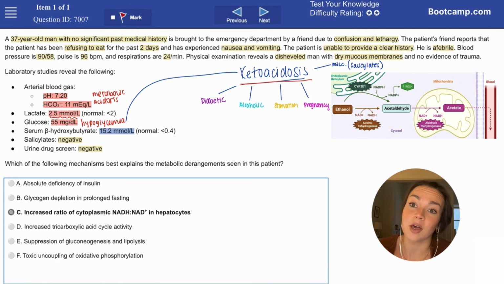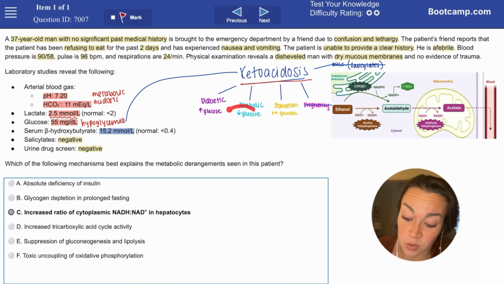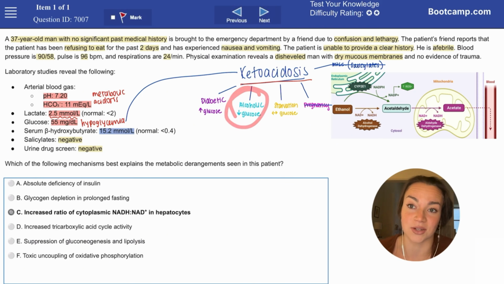All right, now we know that our male patient is not pregnant, and we're given that salicylates are negative already, so that's off our differential. And that really leaves us with diabetic ketoacidosis, alcoholic ketoacidosis, and starvation ketoacidosis. And when we see ketoacidosis in combination with a low glucose, hypoglycemia, that should be screaming alcoholic ketoacidosis, right?